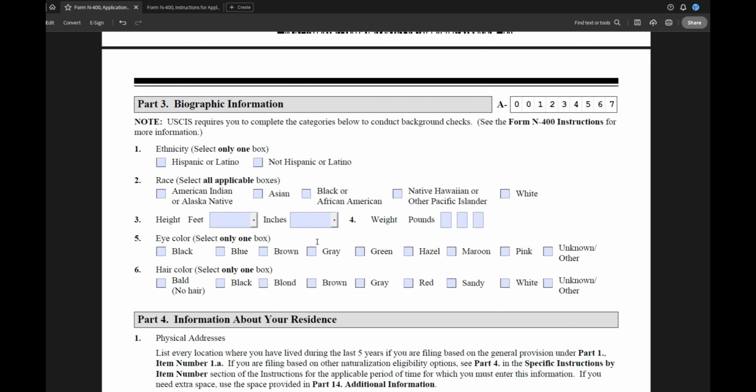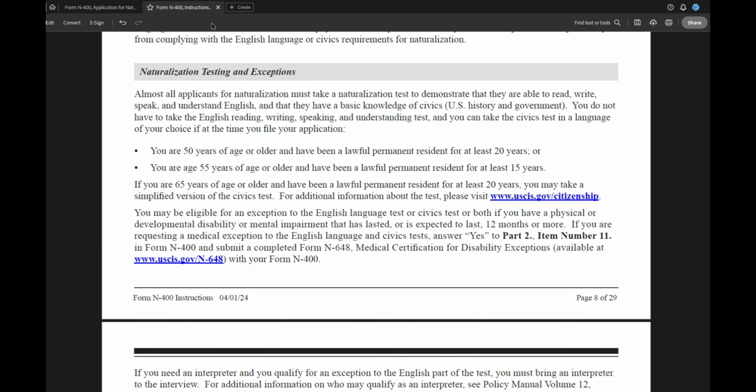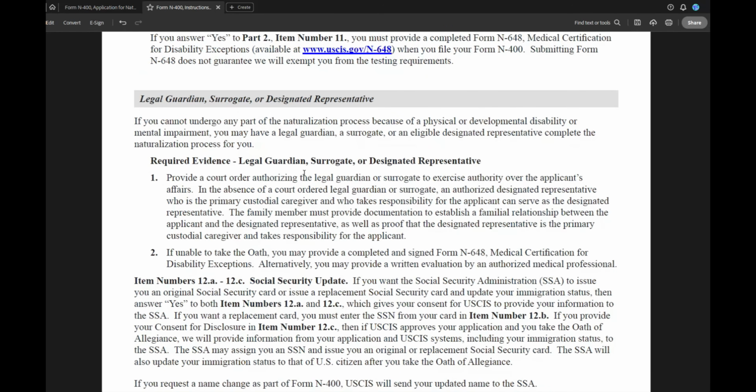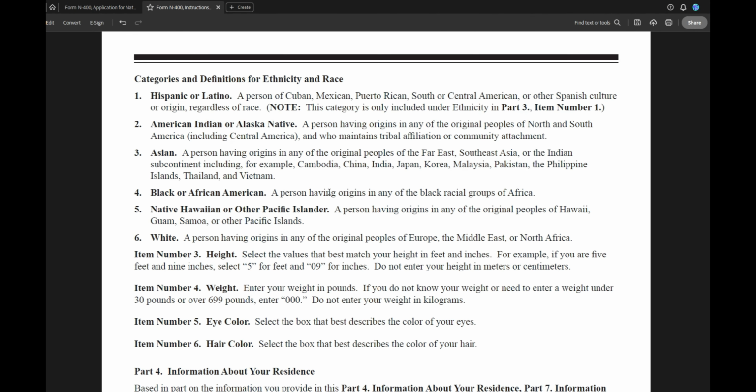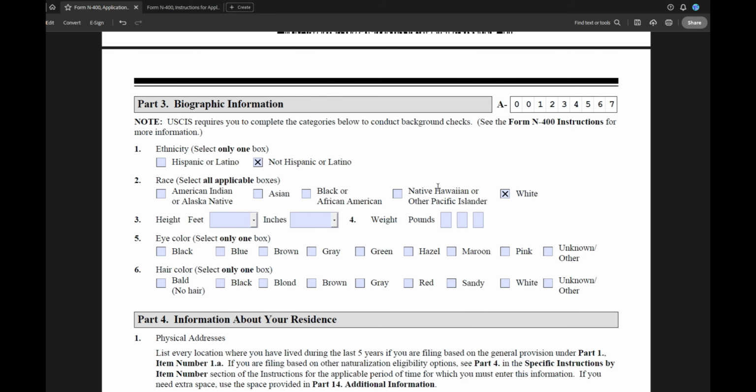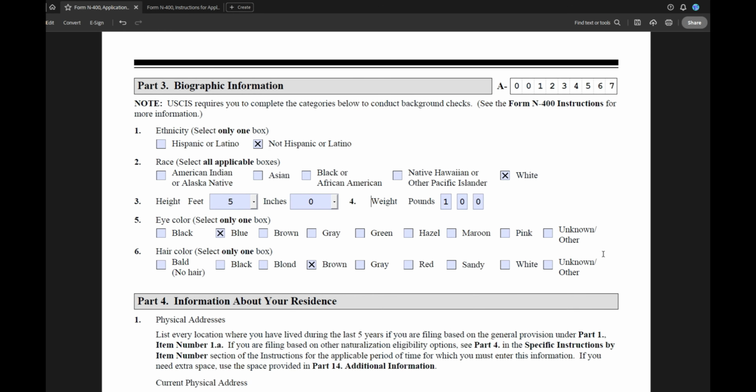Moving on, now you are being asked to fill out your biographic information, your ethnicity, and your race. You can select as many boxes as necessary. And if you are unsure what your ethnicity or race is, you can also review that in the form instructions. So on page 10 of the instructions, you will be able to find which part of the ethnicity and race will fit you best. Next, provide your height and your weight, your eye color and your hair color, your natural hair color.